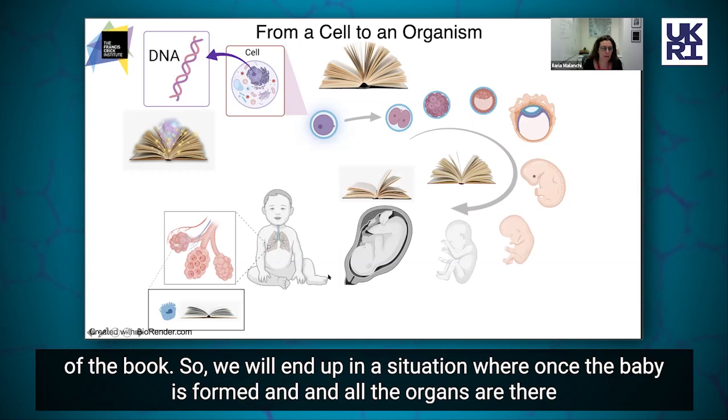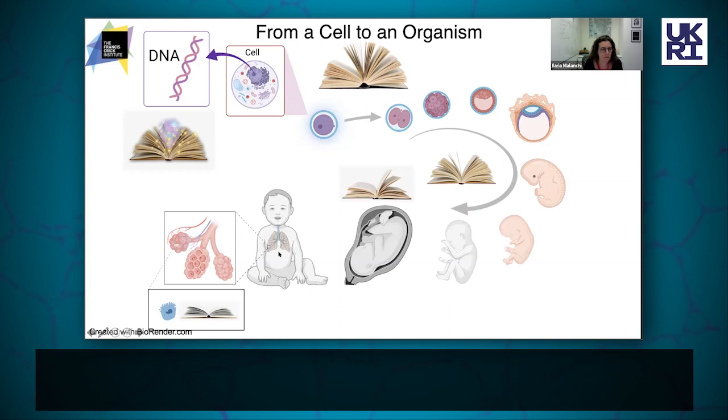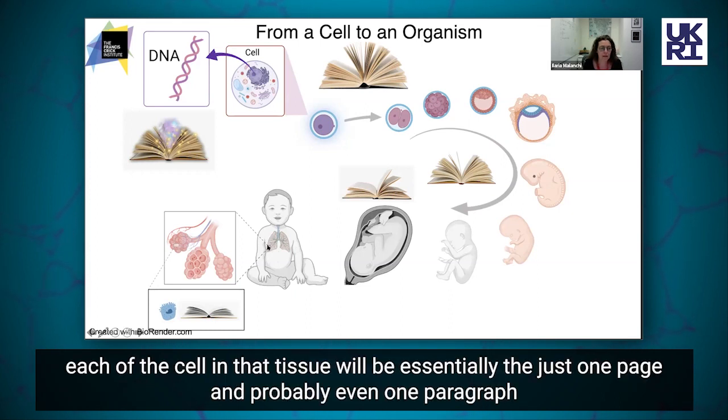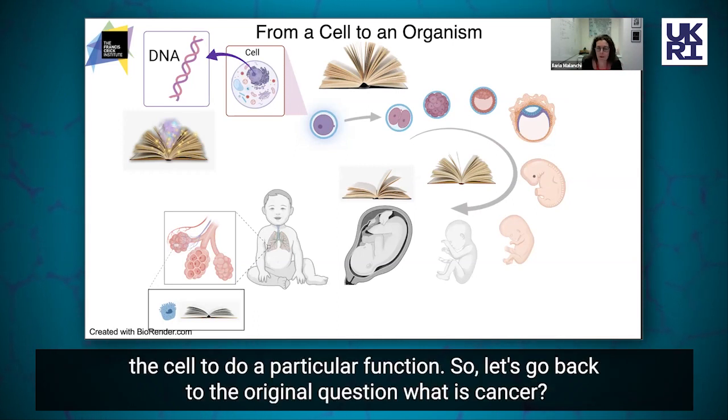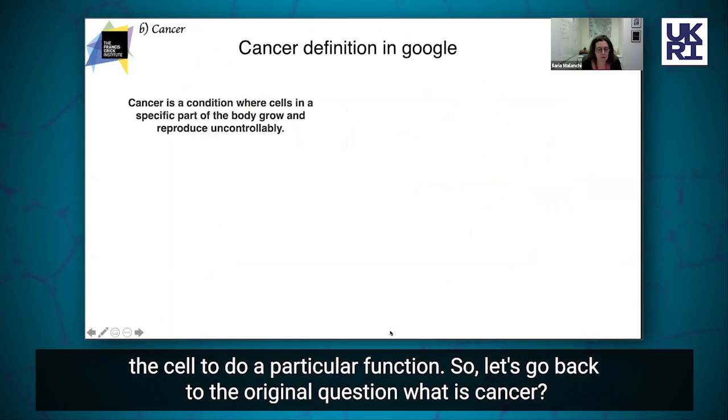So we'll end up in a situation where once the baby is formed and all the organs are there, each of the cells in that tissue will be essentially reading just one page and probably even one paragraph of that book. And this will restrict what the cell will do, but also will focus the cell to do a particular function. So let's go back to the original question.